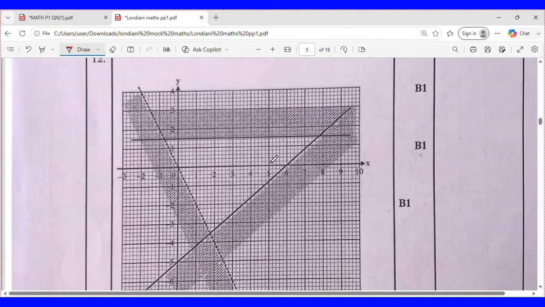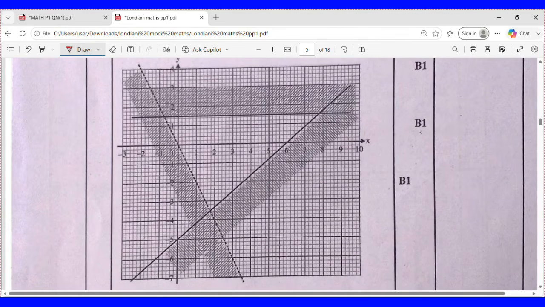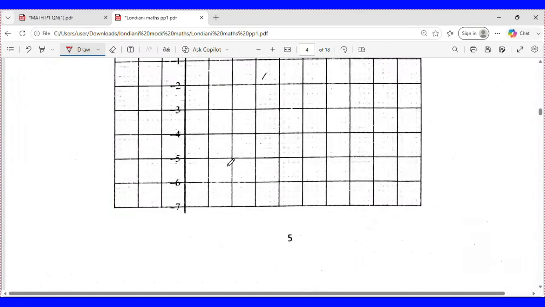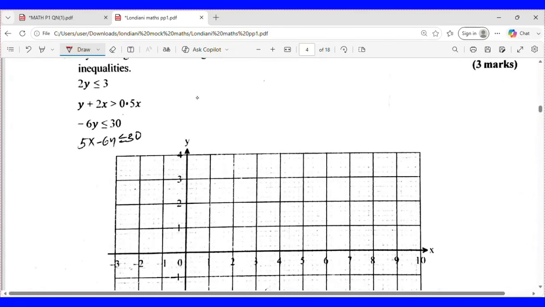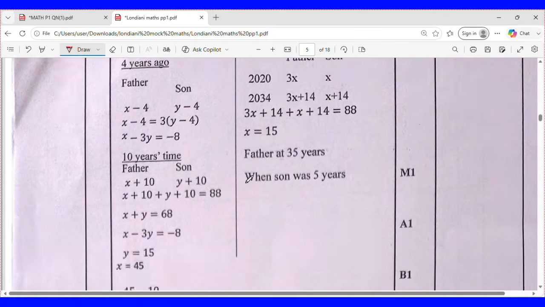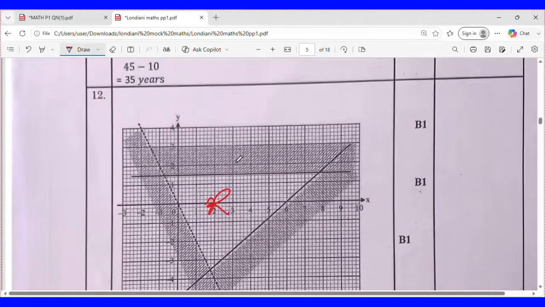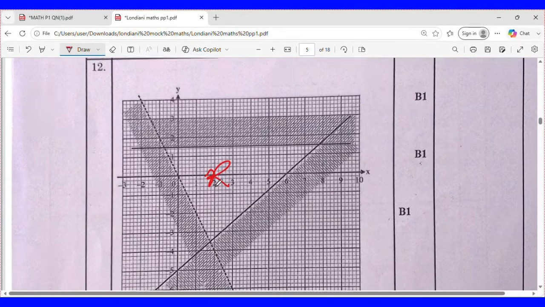So when you draw those lines, this one will be the required region. There was one line which was missing here. I think it was provided. Yeah, this one was provided. You needed to also draw that. So that one gives you this required region. So you can try and see.